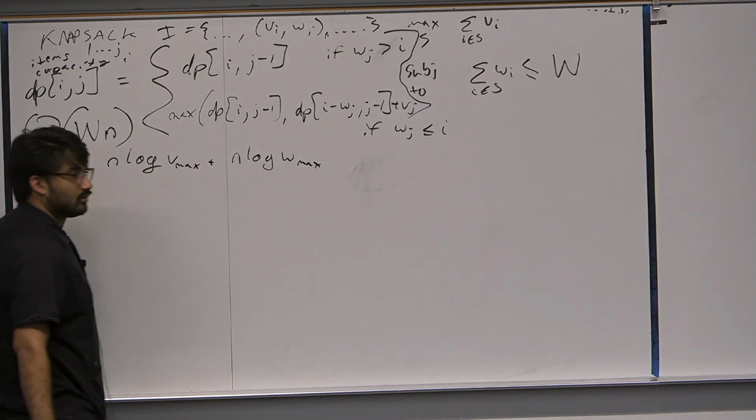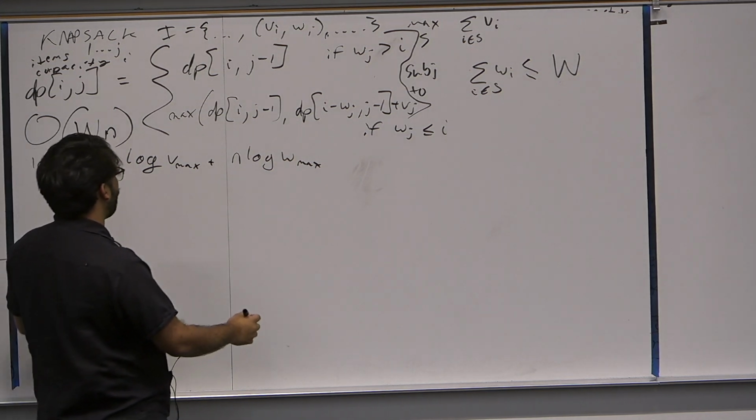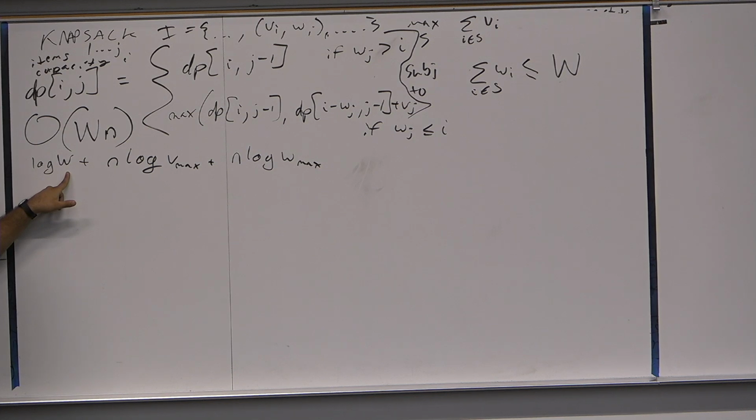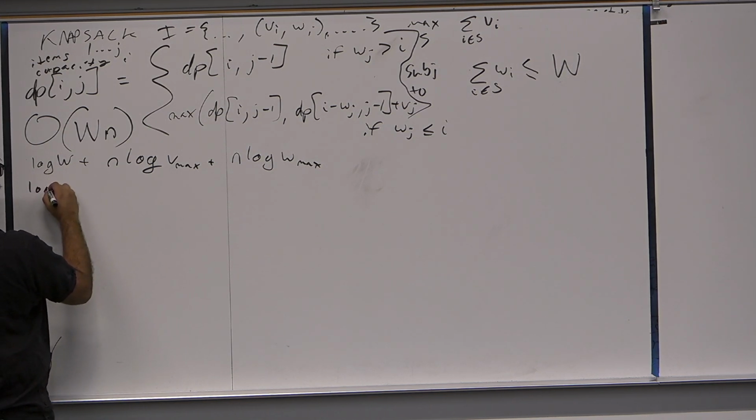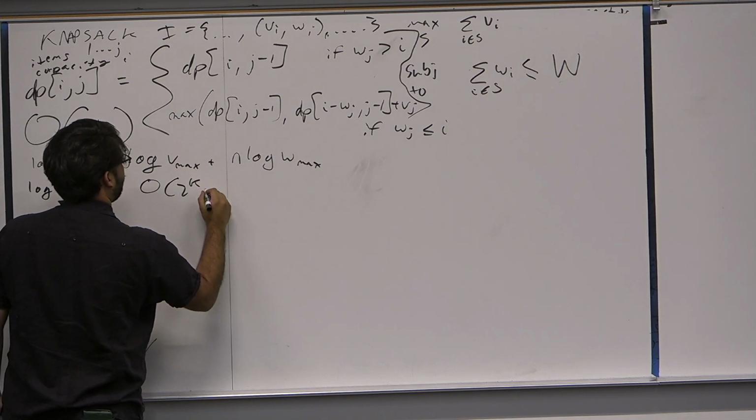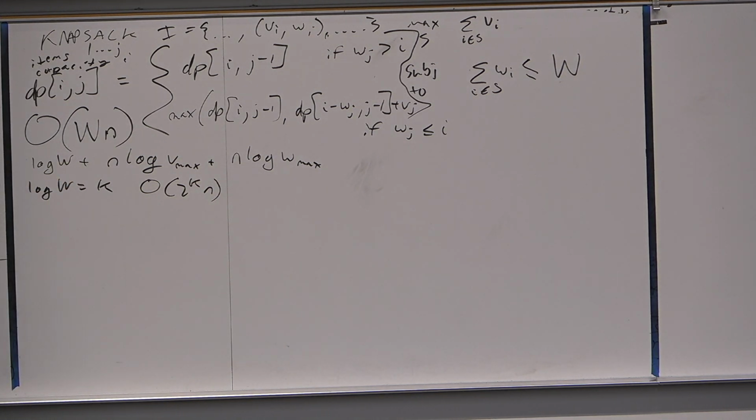Like 2 to the k. Exactly, yeah. If you have n items, w takes log w bits to store. So if log w is equal to k, then this runtime is actually O of 2 to the k n. Exactly, yes. And we'll come back to why does that look polynomial but actually is exponential in a second. I claim two things.